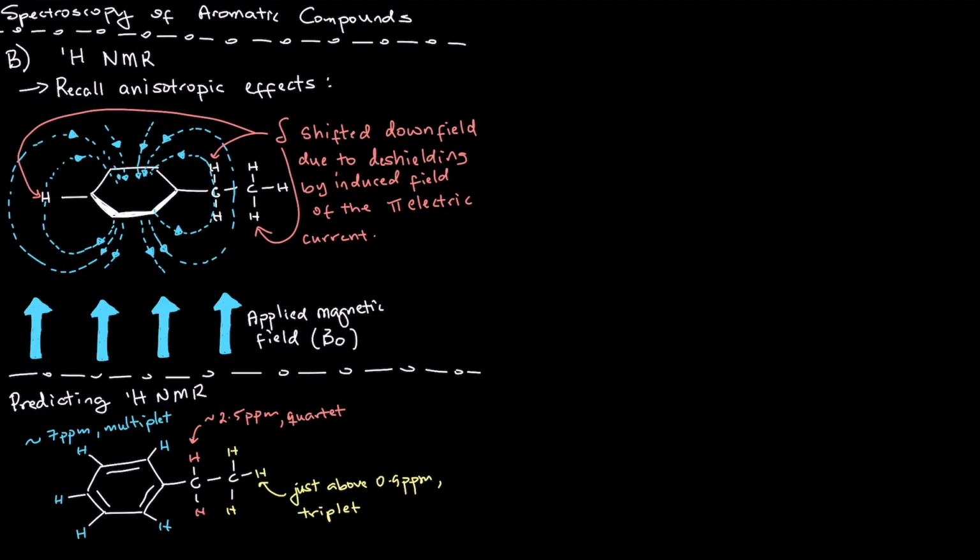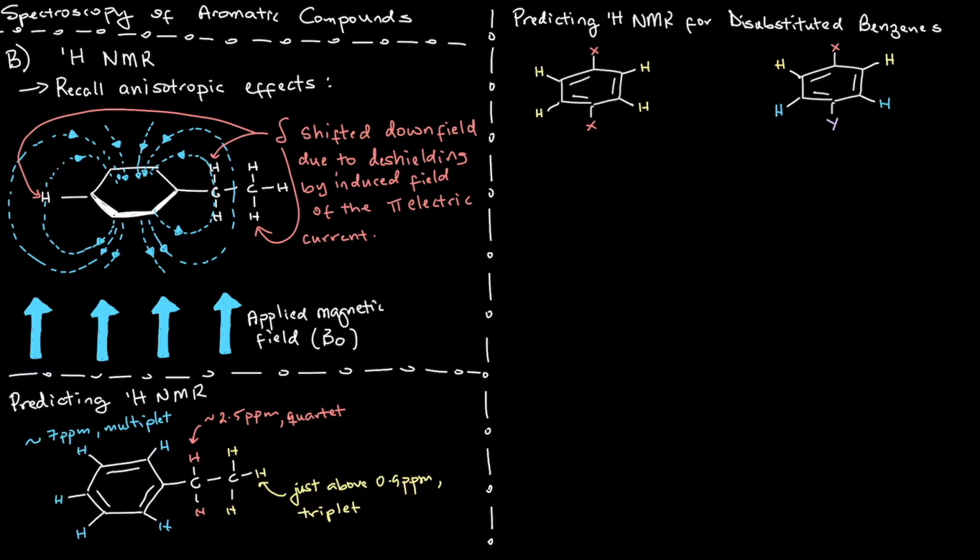So anisotropic effect only really occurs at the protons directly connected to the aromatic ring, as well as the benzylic protons. But once you get further down from that, those effects are reduced dramatically. So that's for monosubstituted benzenes. But for disubstituted benzenes, you do get some interesting unique features at that aromatic region on the H1 NMR spectrum that can be pretty helpful when you're trying to figure out substitution patterns on your molecule.